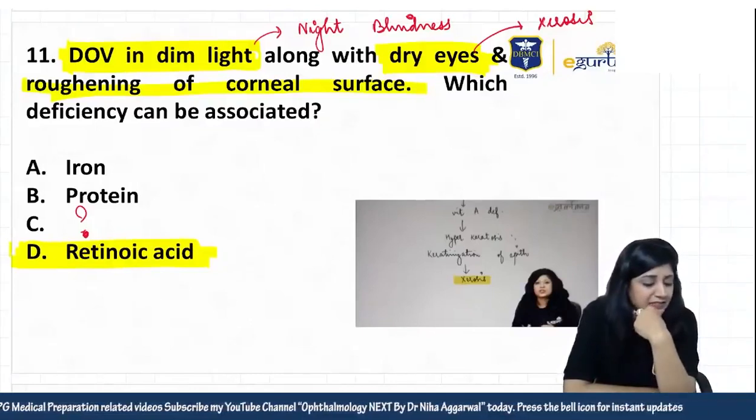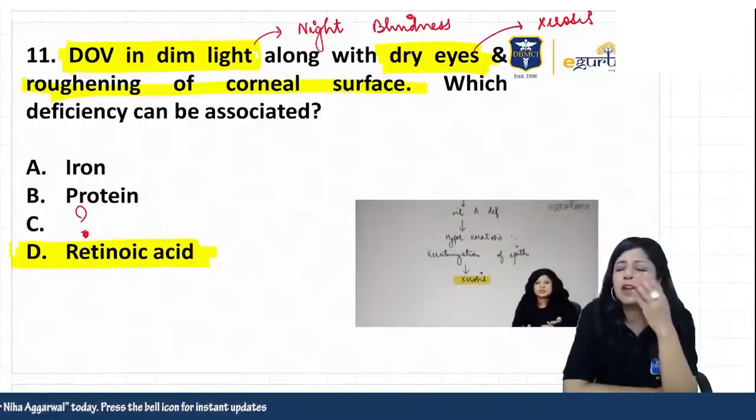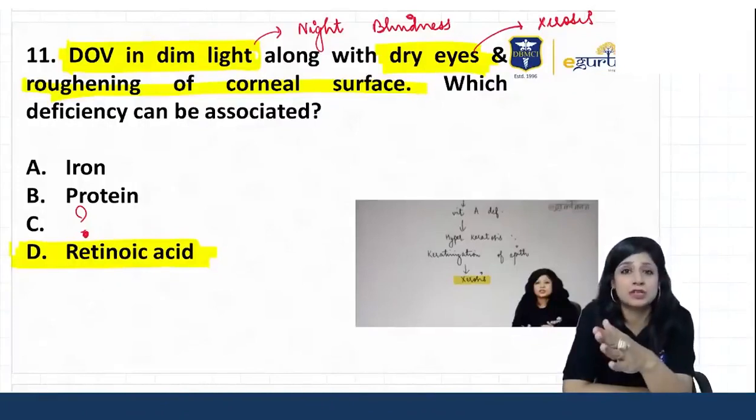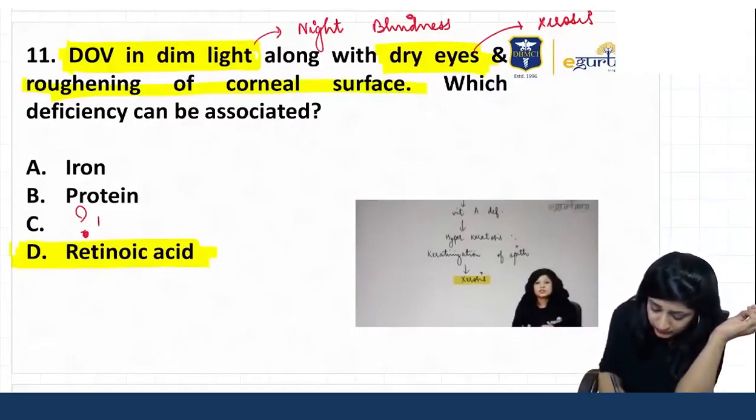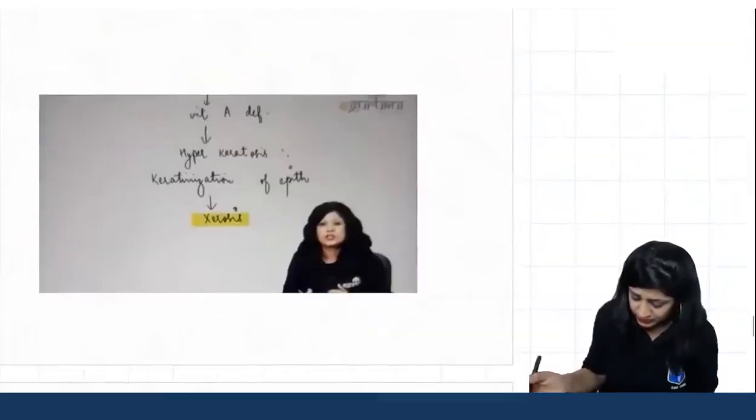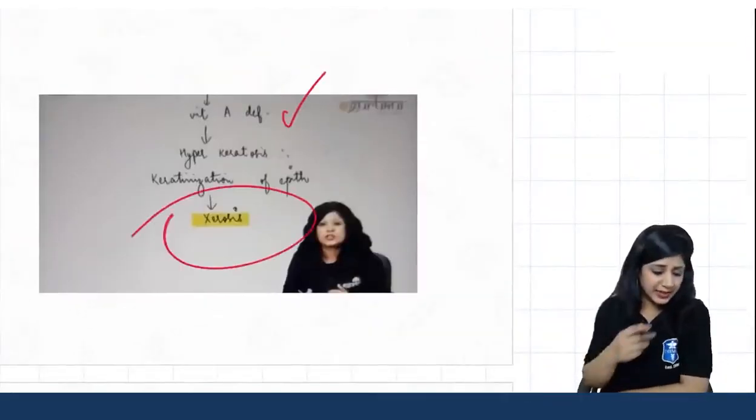I think they asked the investigation of choice. Naga, I think they asked what should be avoided. Rather, they said which investigation will bring the worst outcome. Niacin. Are you sure? Niacin. So we have got all the 4 options here. So this is your one. We have discussed xerosis in the classes. It is vitamin A deficiency. Okay?